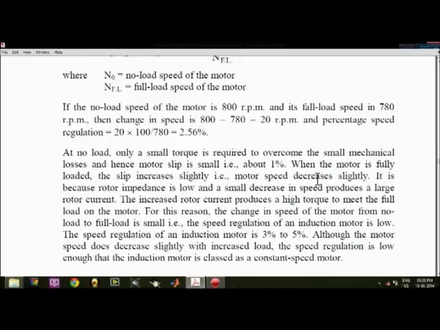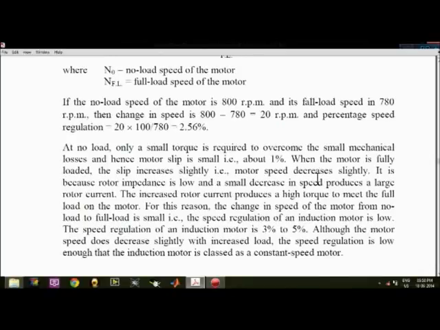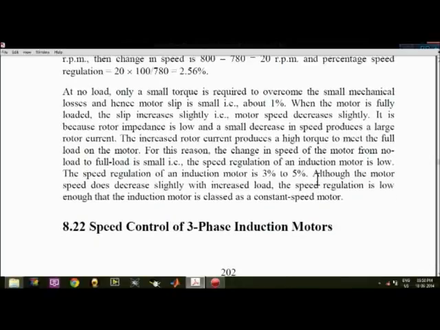At no load, only a small torque is required to overcome the small mechanical losses, and hence motor torque is small, about 1%. When the motor is fully loaded, the slip increases slightly, that is, motor speed decreases slightly. It is because the rotor impedance is low and a small decrease in the speed produces a large rotor current. The increased rotor current produces a high torque to meet the load of the motor, and for this reason the change in speed of the motor from no load to full load is very small. So you need to practice these things a lot.